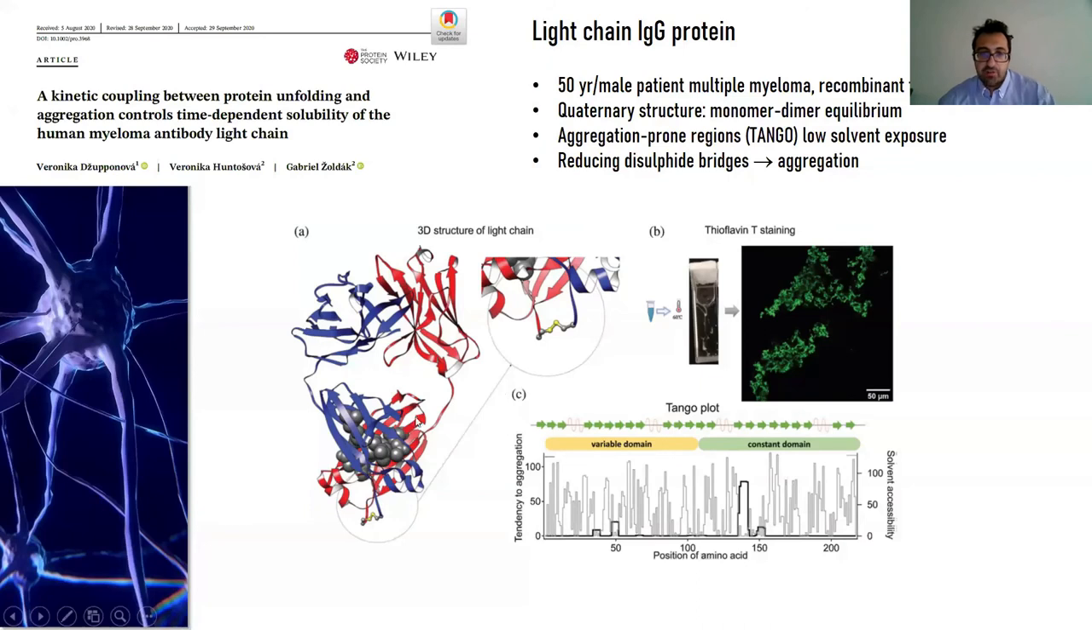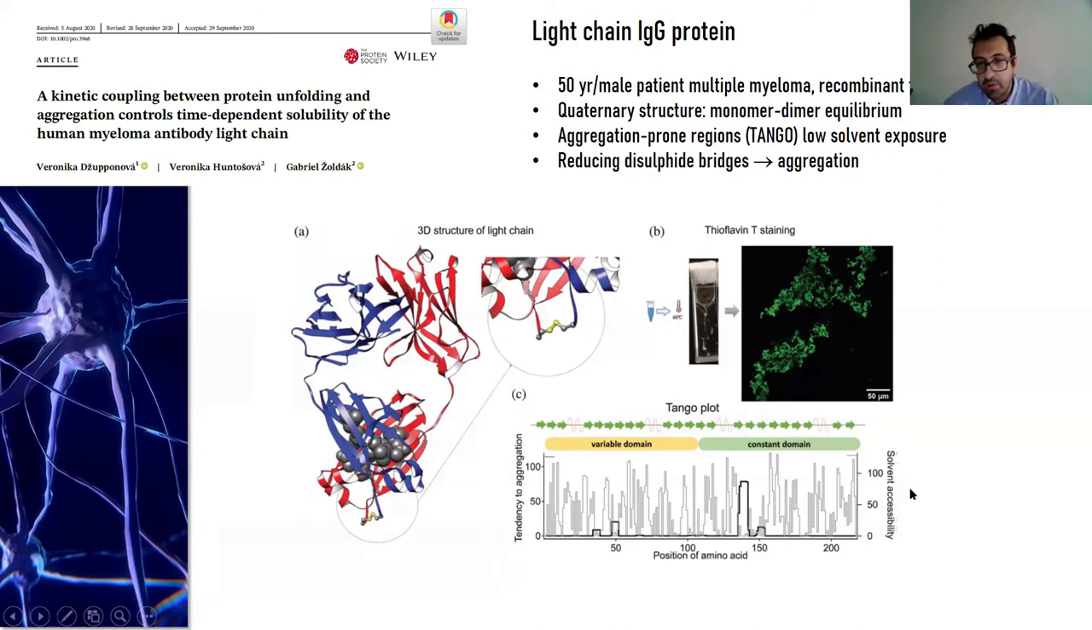The aggregation of a light chain is triggered by regions which are called aggregation prone. So we use Tango and other analyses as well to calculate the tendency for aggregation. And when you calculate this tendency, you see there are some, in this case, 1, 2, 3, 4 regions which tend to be aggregation prone.